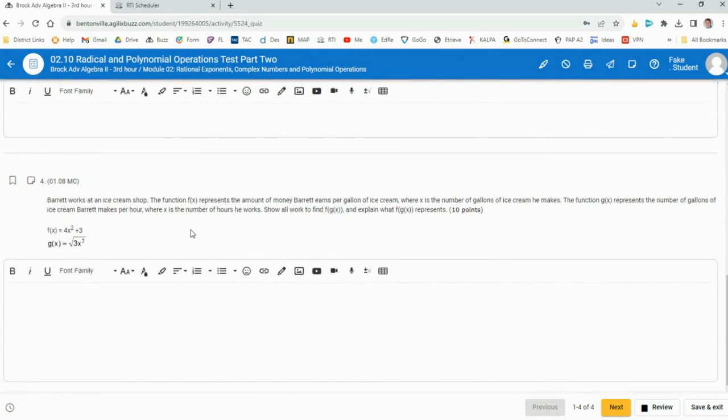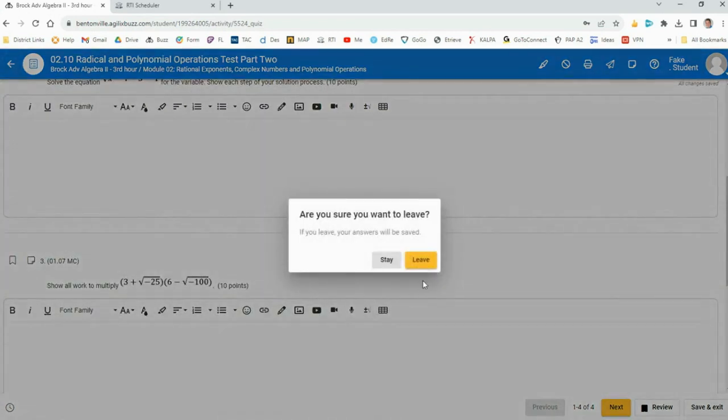And the last one, Barrett works in an ice cream shop. Yours may be a different question, but it'll be similar. So you may not have Barrett in the ice cream shop, but they give you an f of x and a g of x. And they want you to show all the work to find f of g of x. And what does that represent? When you do f of g of x, what is that? Because f of x is the amount of money he earns per gallon, where x is the number of gallons of ice cream in this problem, if yours is different. g of x represents the number of gallons of ice cream he makes per hour. So what would that be if I put g of x into f of x? There's your 4 questions. So take your time on this.